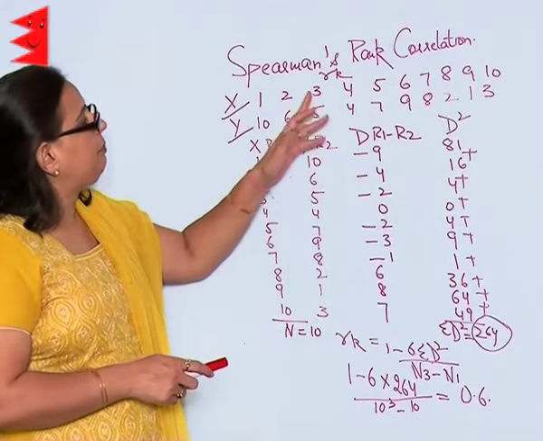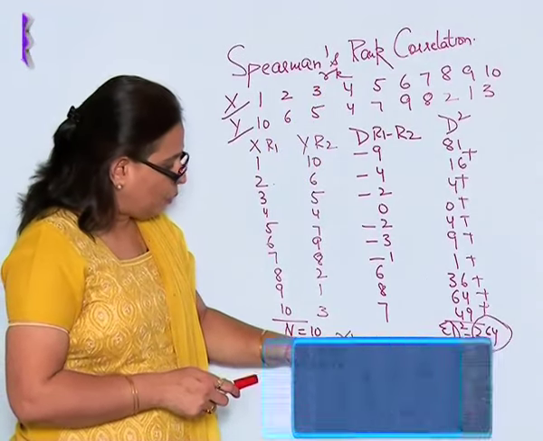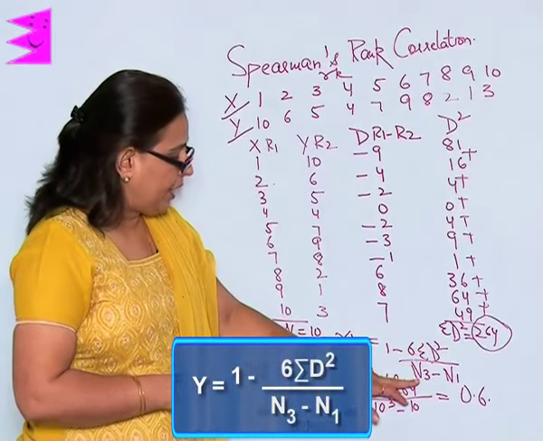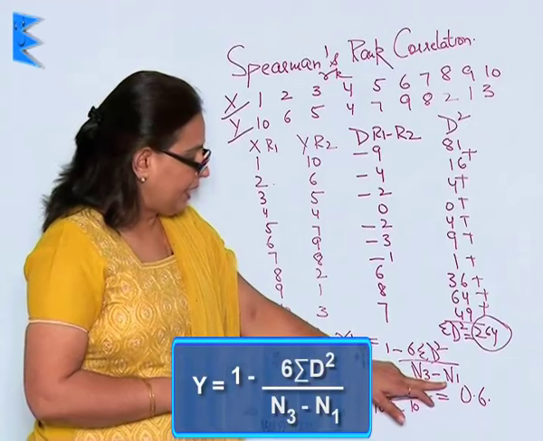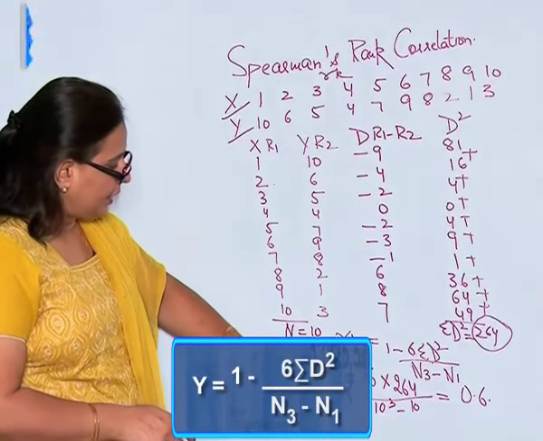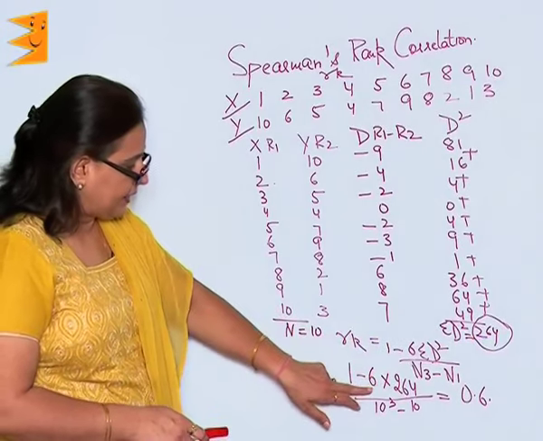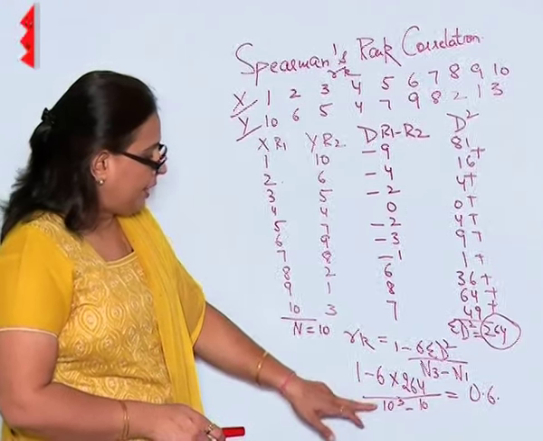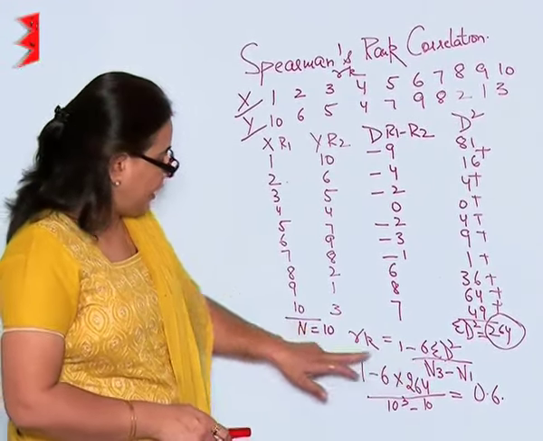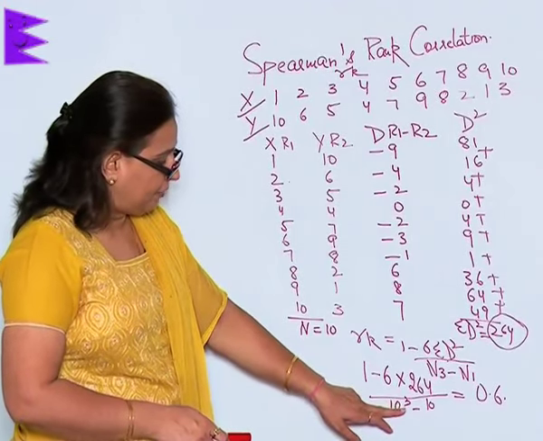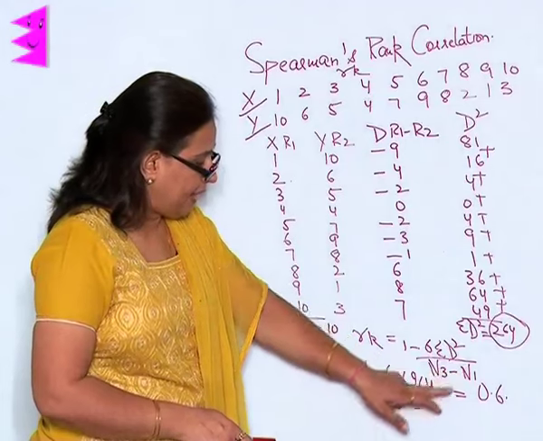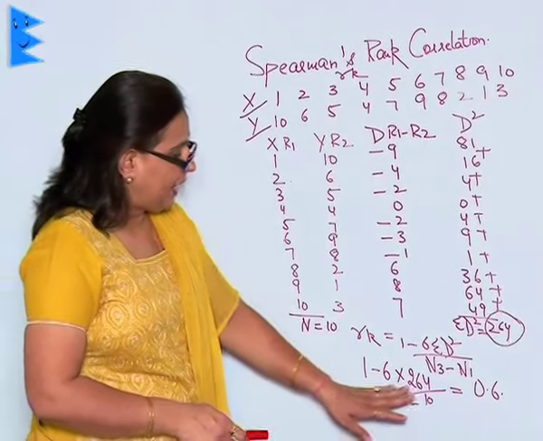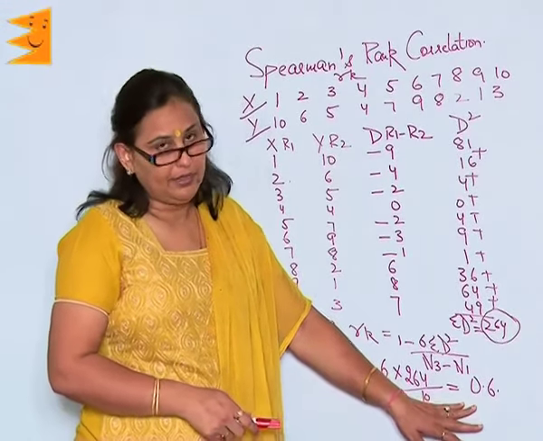The formula of Spearman's rank correlation is 1 minus 6 into sigma d square upon n cubed minus n, which means 1 minus 6 into 264 upon n cubed, the number of observations cubed, that is 10 to the power of 3, minus n, that is 10. When I do the calculation of this figure, I get 0.6 as my answer.